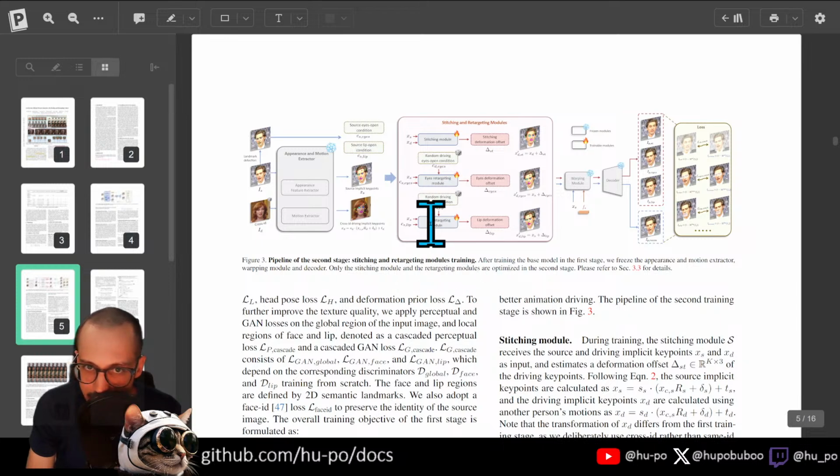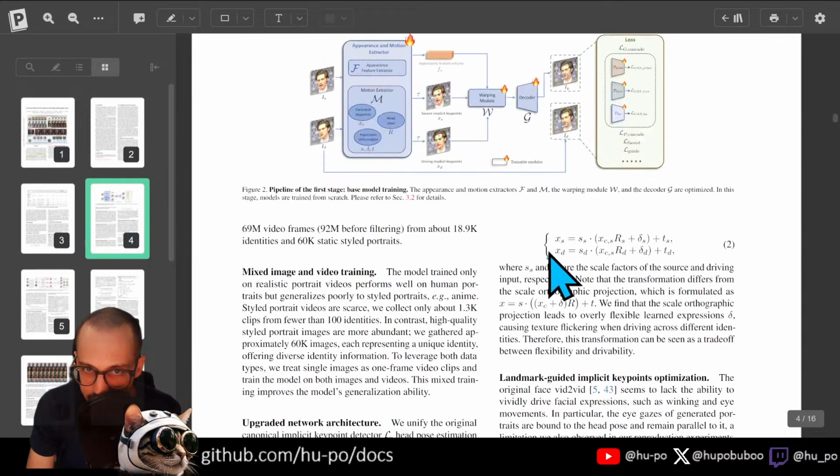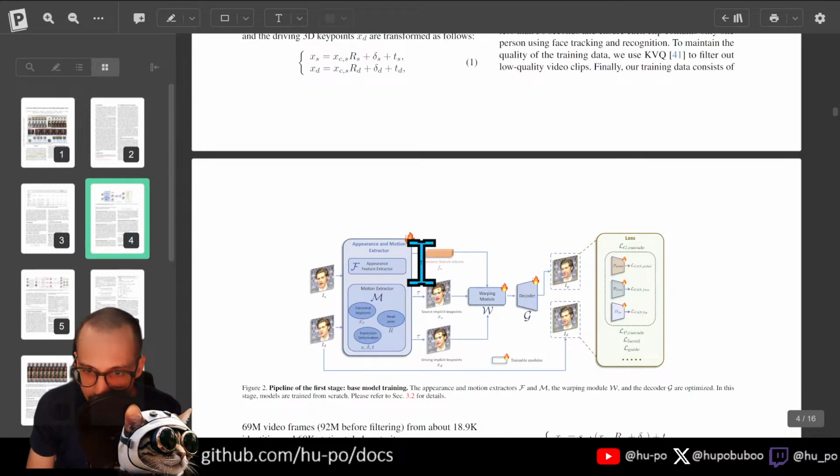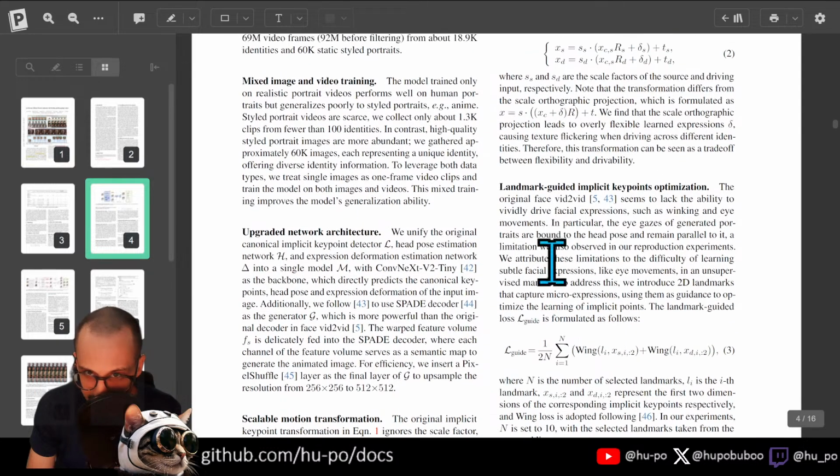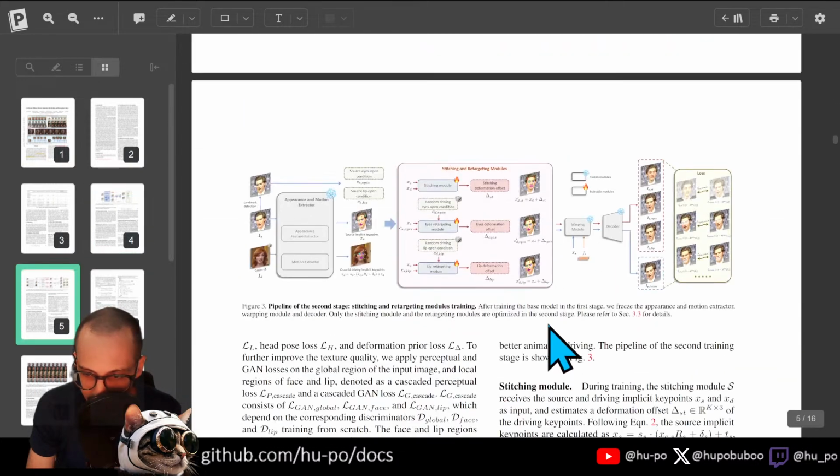Lip retargeting module, eye retargeting module, stitching module. You have a warping module that's being fed... what is FS? FS is probably some kind of feature vector. Here it is, appearance feature volume. FS, which is then being used later here in this warping module, which is frozen. God damn. All right.